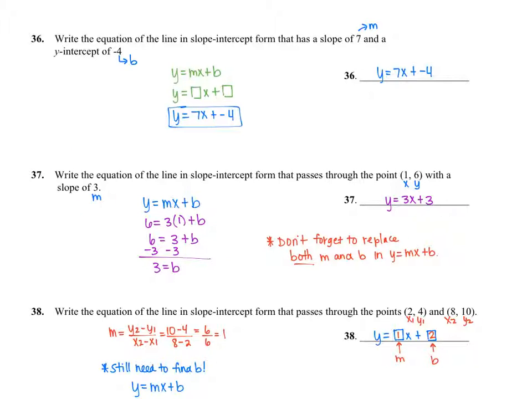On this next example, they tell you the slope, so you're able to fill the first box, so the y equals 3x.